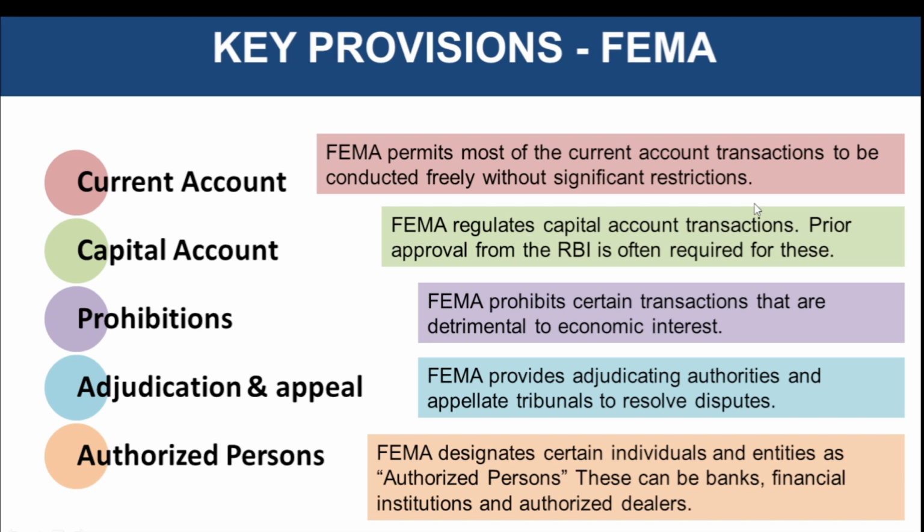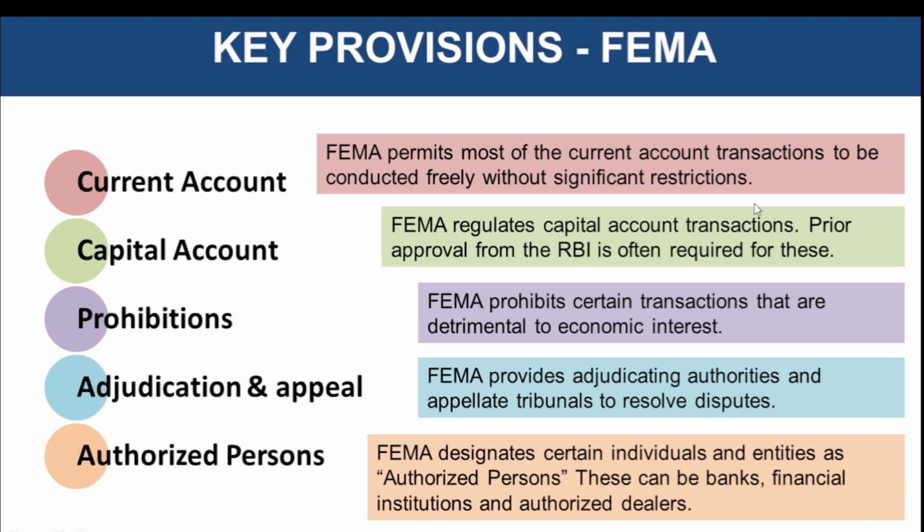And for that, prior approval from RBI is often required to conduct these capital account transactions. Prohibitions. FEMA prohibits certain transactions that are detrimental to economic interest. If we take some examples, remittances which are made out of lottery winning, remittances that are made out of income from racing or riding, those remittances are prohibited in India because that's not legalized over here. Betting, gambling, lottery winning, it's not legalized. So FEMA prohibits these kind of transactions which are not in economical interest of the country.